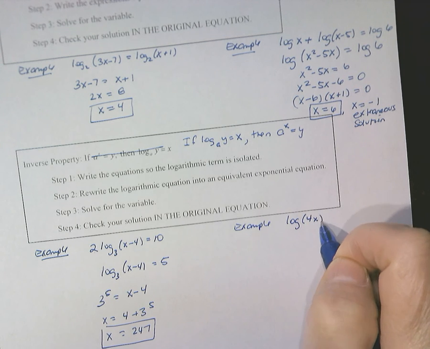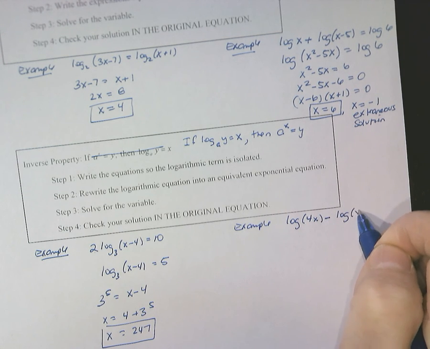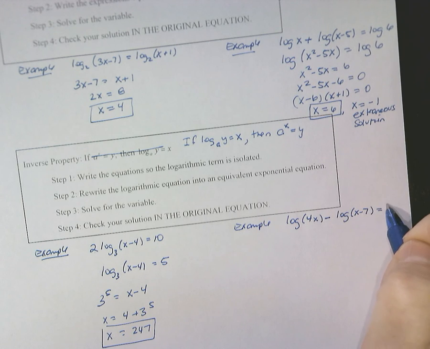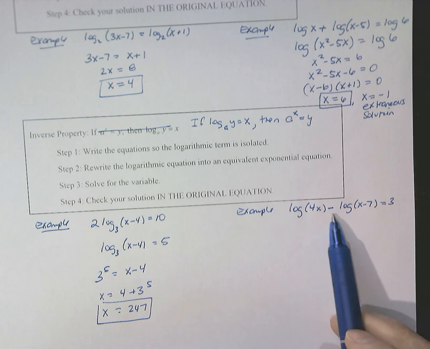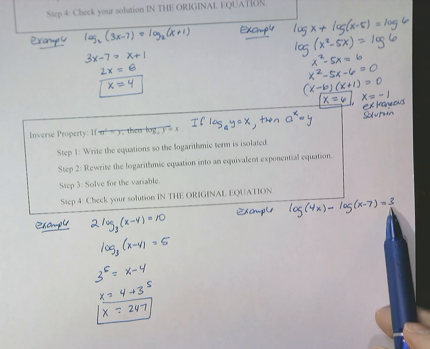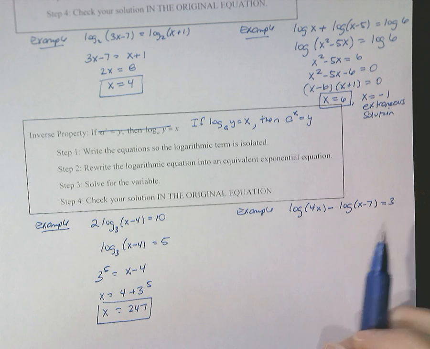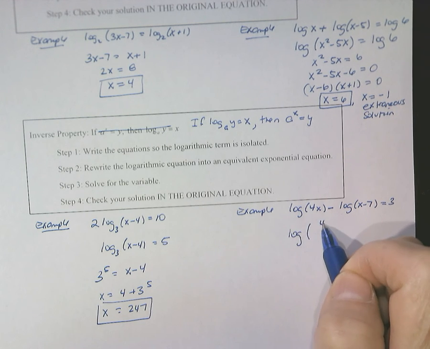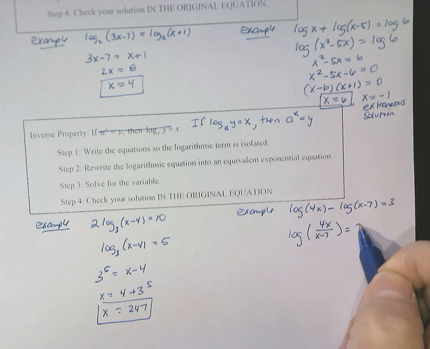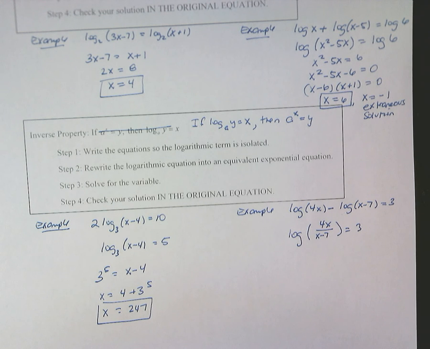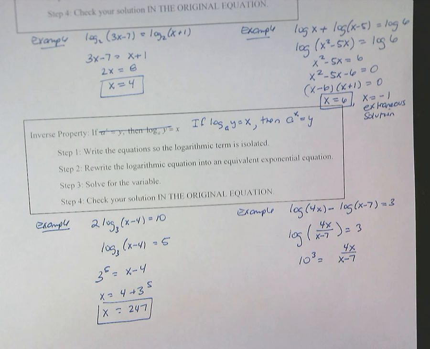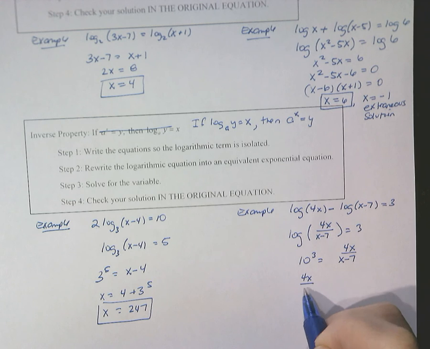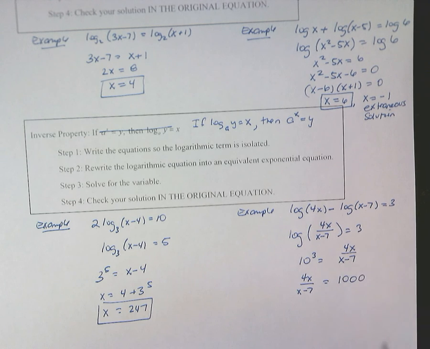My next example, I have log 4x minus log of x minus 7 equals 3. And notice I don't have a base here, so that base is going to be 10. I have a log minus a log, but it's not equal to a log, so I cannot use the one-to-one property. But I can condense this left-hand side. Now I can rewrite it as an exponent. So I have 10 to the 3rd equals 4x over x minus 7. Just switch it around. And 10 to the 3rd is 1,000.